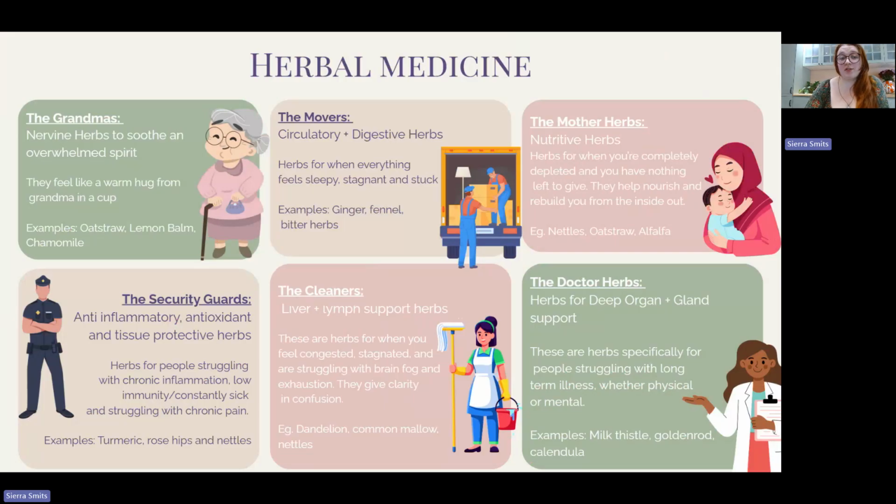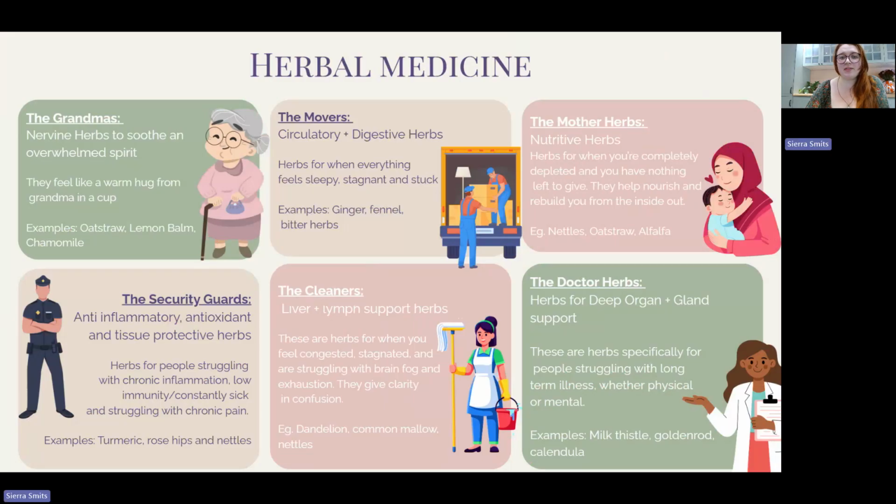Then you have the movers, circulatory and digestive herbs, and these are herbs for when everything feels sleepy, stagnant, and stuck. So that can be in your digestive system, but it can also be in your mental health, these herbs work very powerfully. Examples of this would be ginger, fennel, and bitter herbs. Especially love the bitter herbs because they help bile flow in the liver.